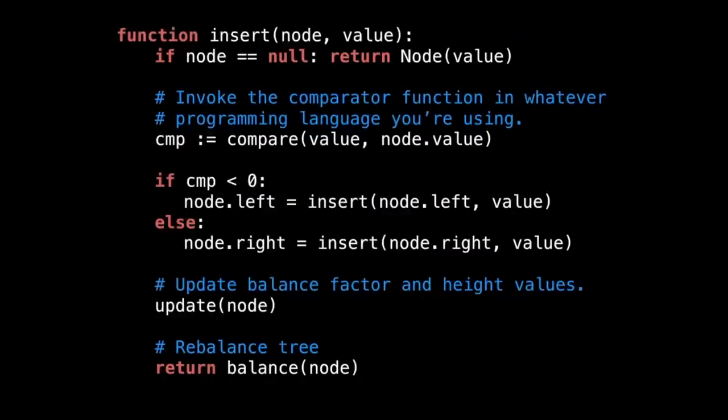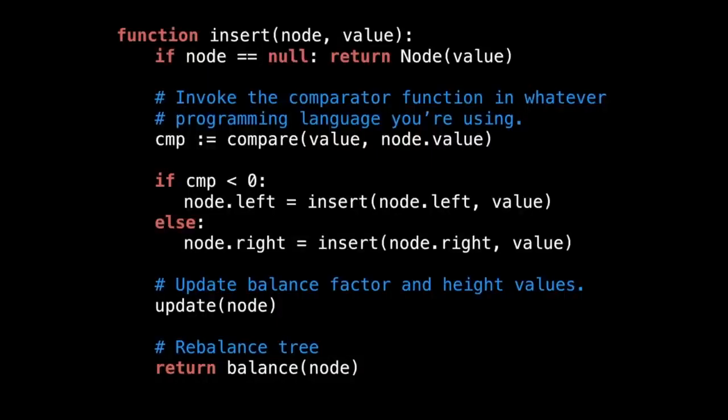The private recursive method is also simple. If we hit the base case, a null node, we simply return a new instance of the node with the value we want to insert. Otherwise, we get the comparator value with the value we're trying to insert against the current node to determine if we should go on the left or the right subtree. After that, on the recursive callback, we call the update method, which updates the balance factor and height values for this node. And lastly, we rebalance the tree with the balance method.